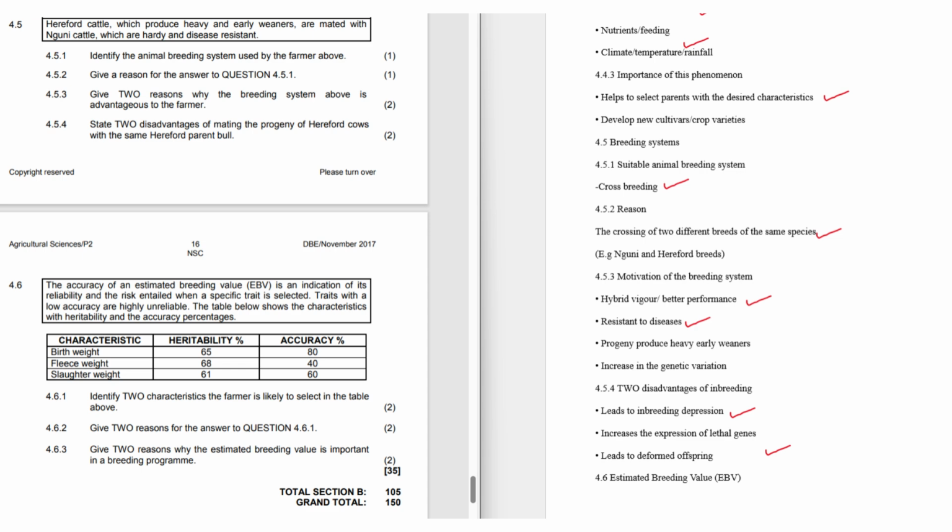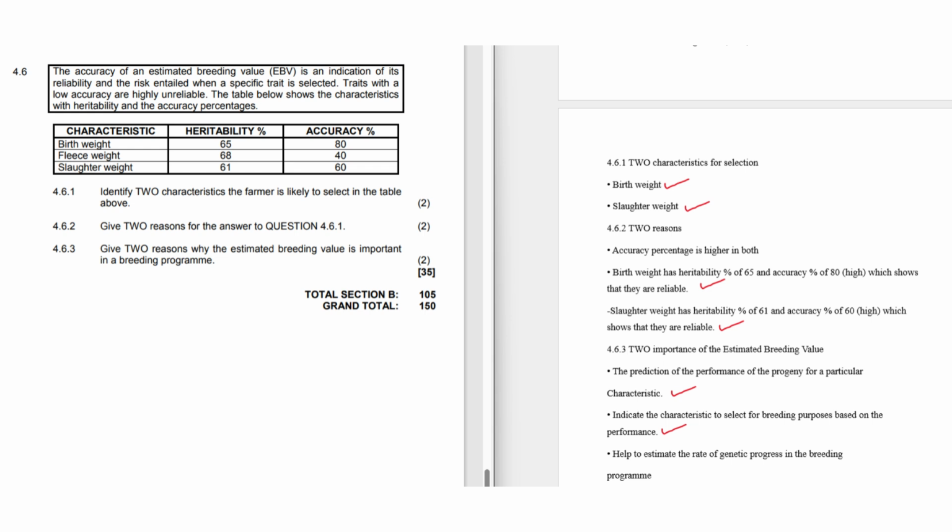4.6, the accuracy of an estimated breeding value, which is EBV, is an indication of its reliability and the risk entailed when a specific trait is selected. Traits with a low accuracy are highly unreliable. The table below shows the characteristics with heritability and accuracy percentages. Let's pause there. Okay. We want to clarify something.